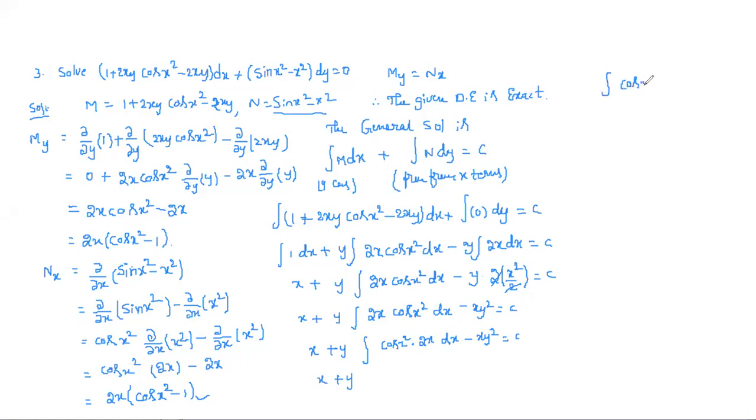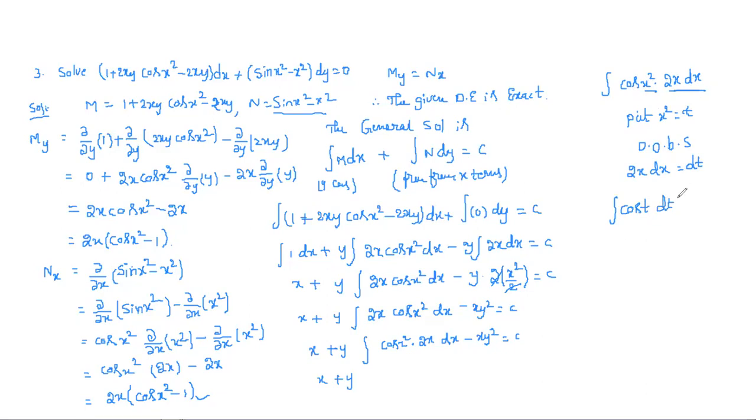What about this, cos x square into 2x dx? First put x square is equal to t. Differentiating on both sides, the derivative of x square is 2x dx is equal to dt. Now you can substitute all those things. If you observe, x square is t and 2x dx is nothing but dt. So for that, cos t dt.